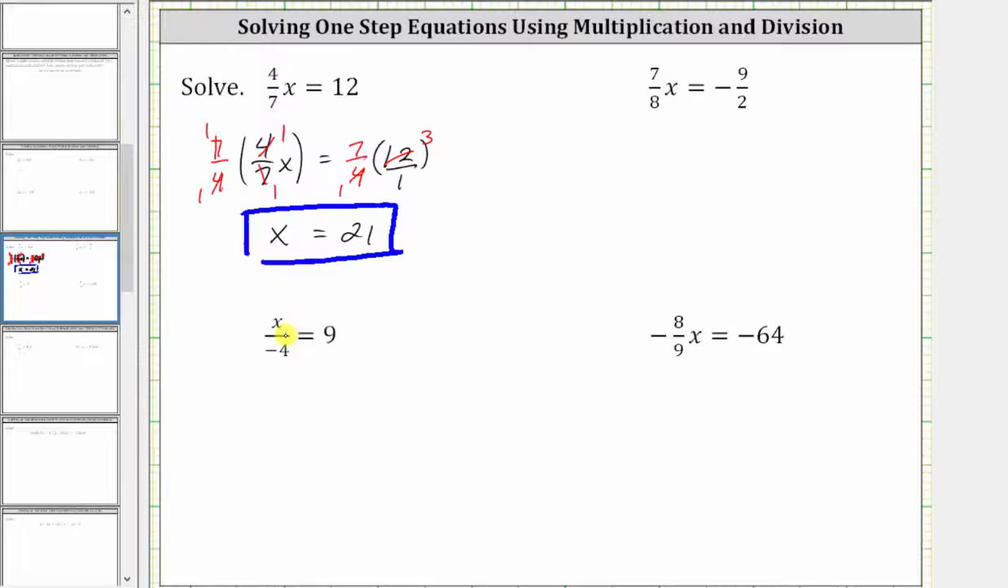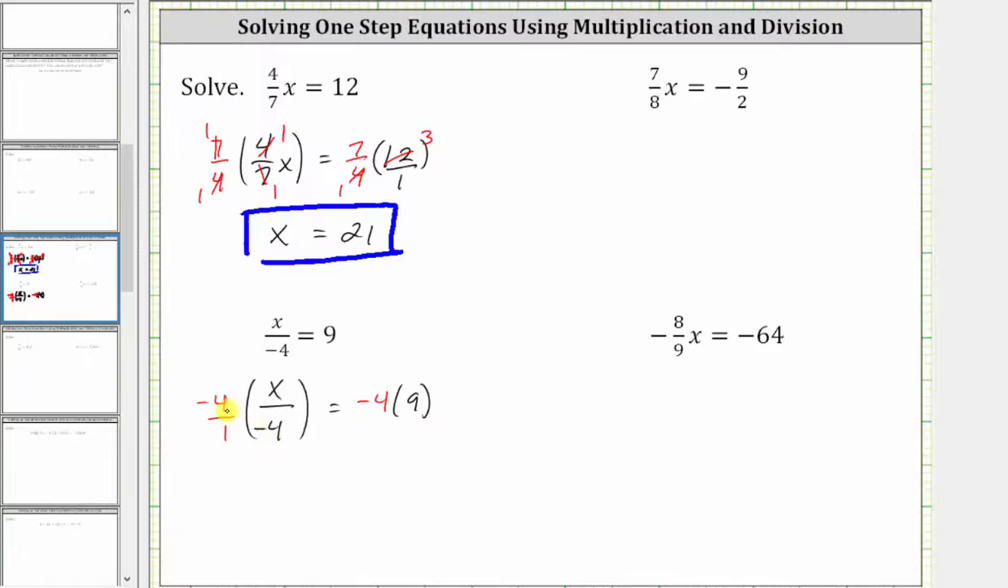Next, we have x divided by -4 equals 9. In order to solve for x, we need to isolate x, which means we need to undo dividing by -4. The opposite operation of dividing by -4 is to multiply by -4. And therefore, we will multiply both sides of the equation by -4. On the left, let's write -4 as a fraction with the denominator of 1.